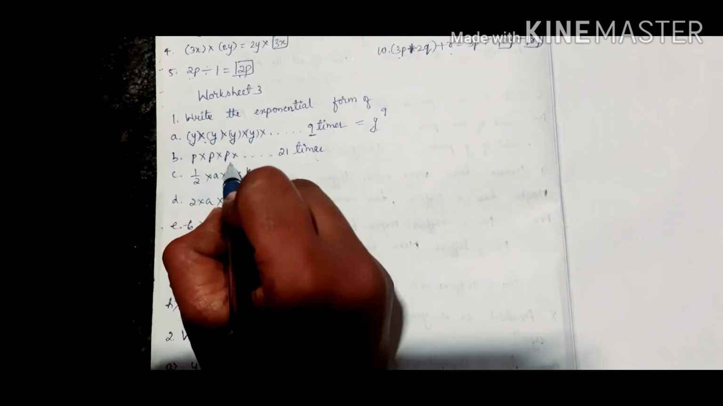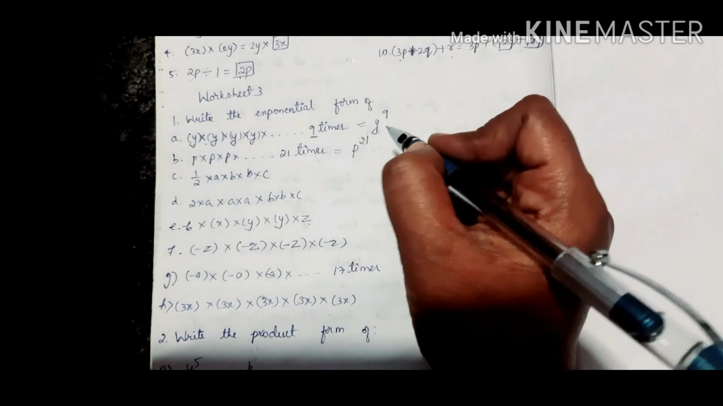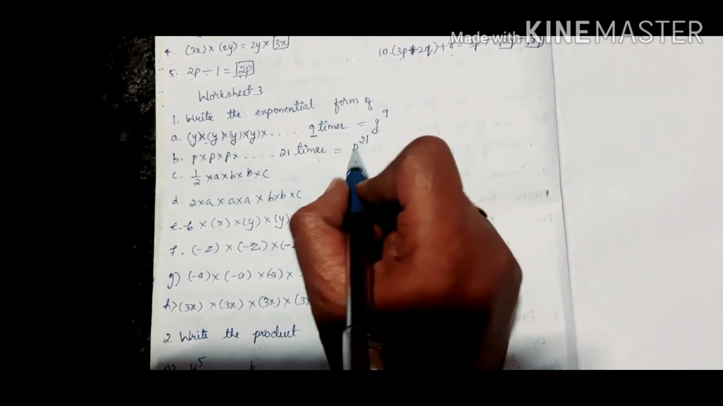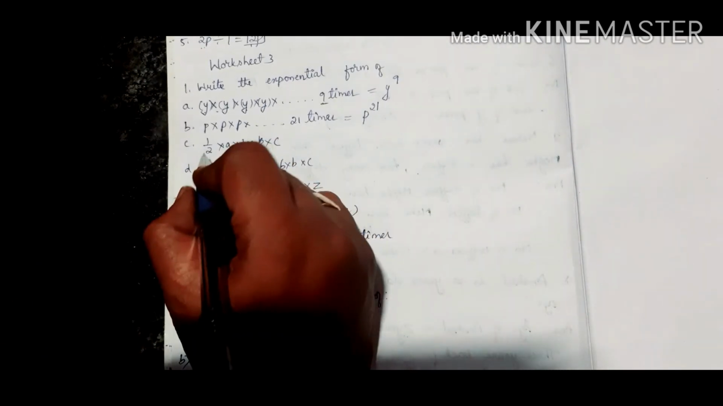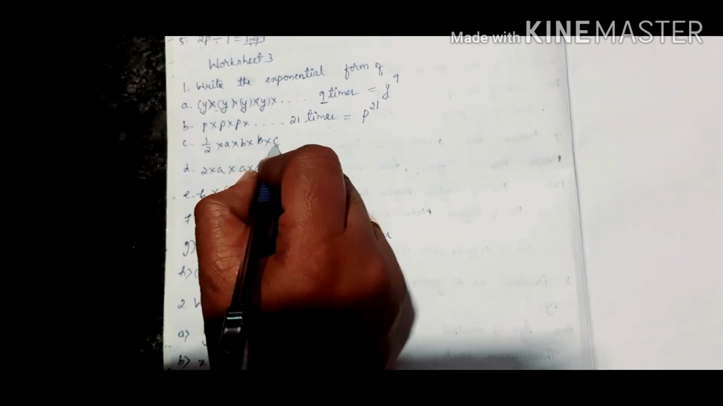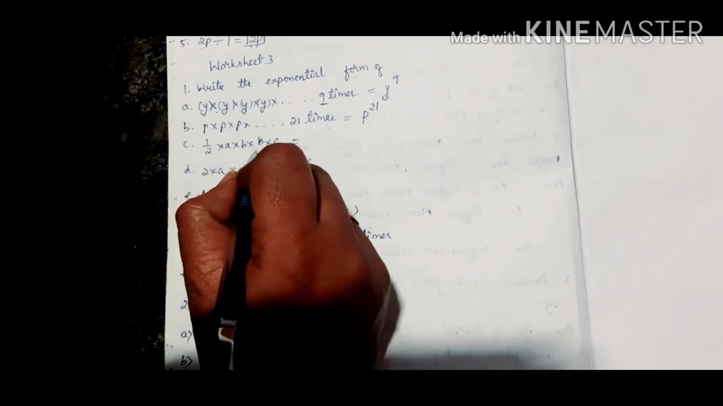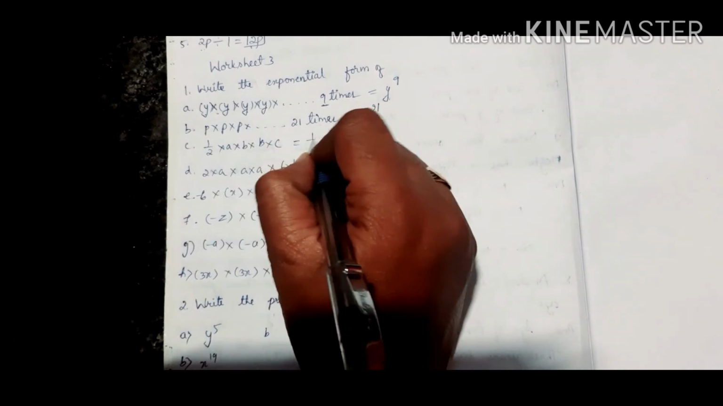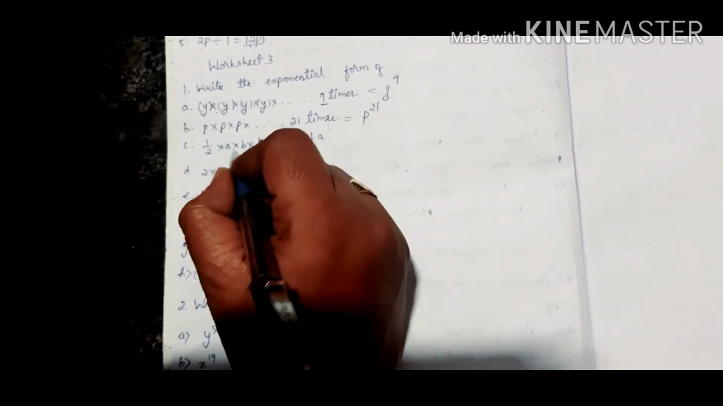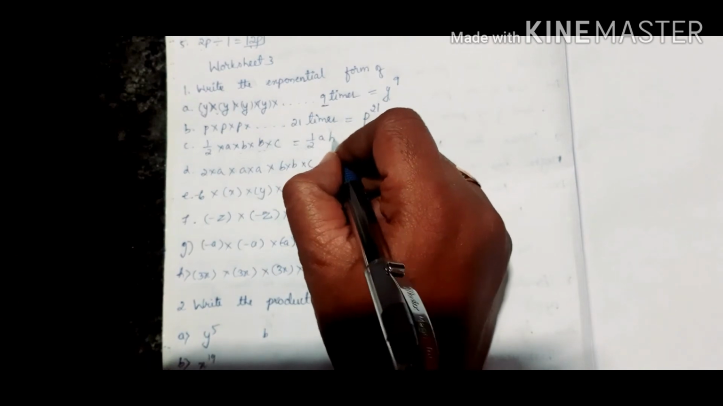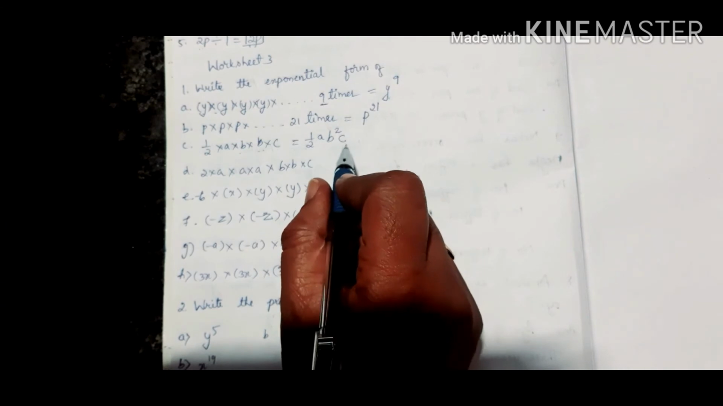Then p is multiplied 21 times. So p to the power of 21. So 21 is the power. You have to write it in the exponential form. Then half into a into b into b into c. Here the literals are written separately. 1 by 2 is the numeral. A is written only 1 time. B is written 2 times. So b to the power of 2. C is only 1 time. So half ab square c.